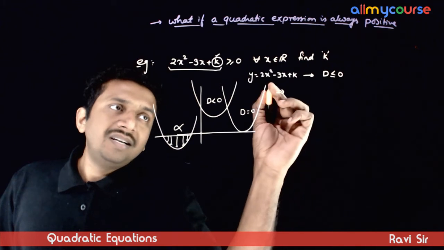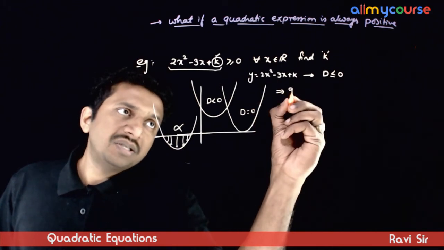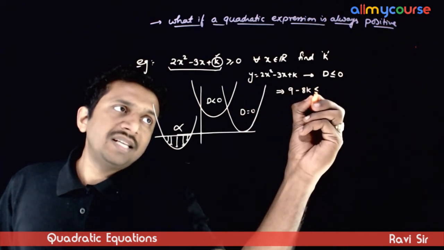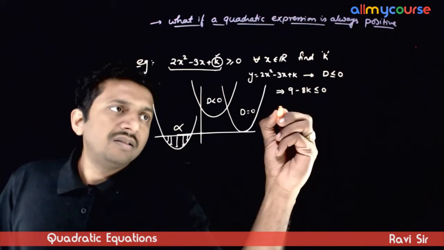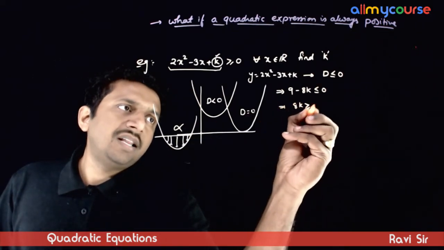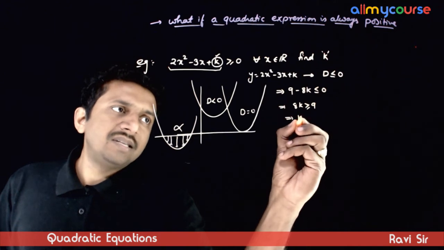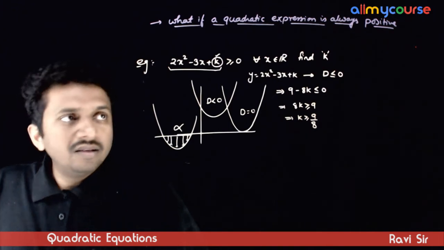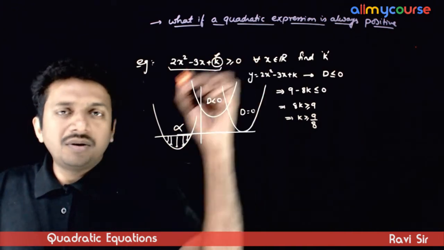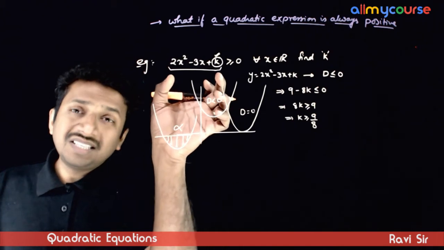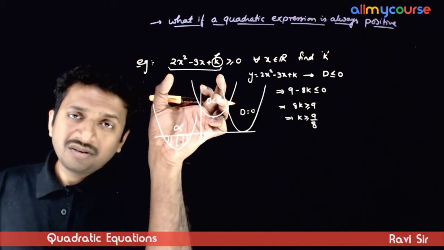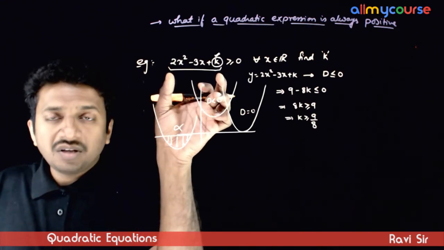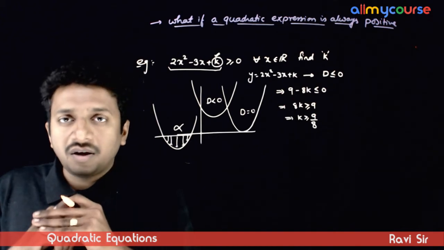So this implies discriminant, which is nothing but b square minus 4ac, that is 9 minus 8k, should be less than or equal to 0. This implies 8k is greater than or equal to 9. This implies k is greater than or equal to 9 by 8. So if k is greater than or equal to 9 by 8, then the discriminant of this expression will be less than or equal to 0. Hence, this expression will always be greater than or equal to 0.